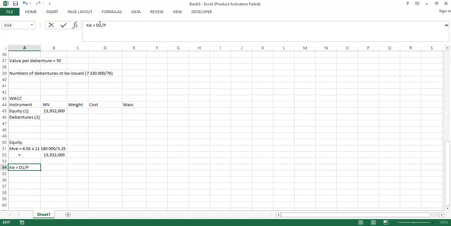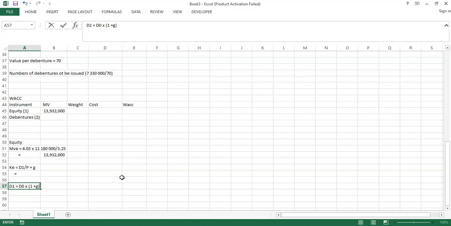So D1, and we want to divide that by the market price, and then you add your G, which is your growth rate. Now we want to fetch this. D1 we don't have. Maybe we can show a calculation of D1. If you want to impress the marker, you show them that D1 is equal to the current dividend, D0, times 1 plus G. I think it would be good to start off with that calculation.